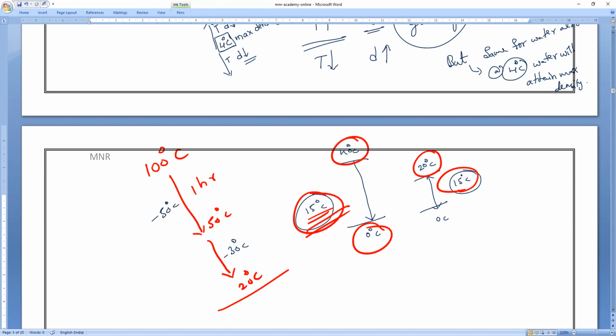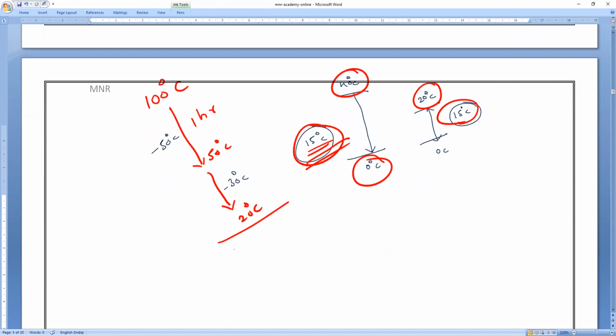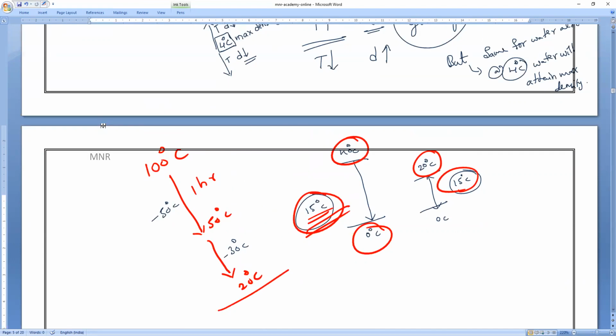But it is not less than 1 hour. How much time will it take? More than 1 hour. Even when you go to higher classes, you will calculate how much time it takes. Because here, I want to bring it finally to 20 degrees, from 100 degrees to 20. What is the difference? 80. 100 minus 20 is 80 degrees temperature.